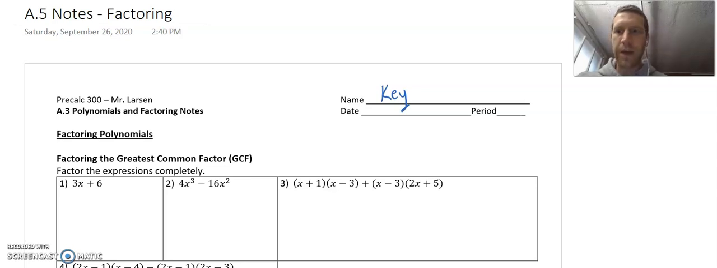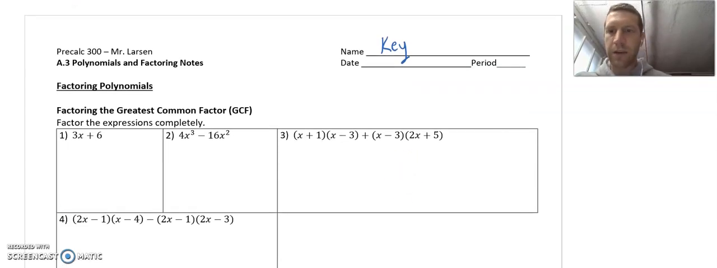I just want to go over some factoring notes from 8.5. Here we go. All right, so there's a bunch of different types of factoring that we'll do today. A couple of them are familiar, a couple of them are new. So the first part of these notes will serve as a refresher, and then we'll dive into the fun stuff.